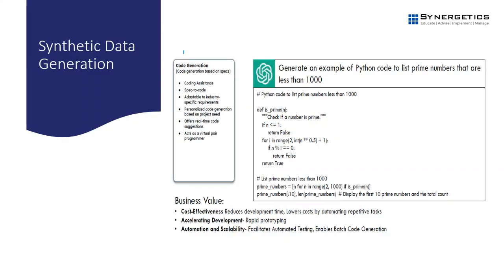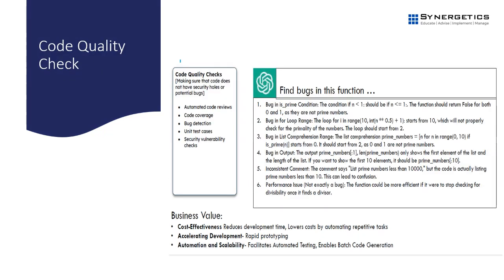Some of the examples, as you can see here, we are telling ChatGPT to create Python code to list the prime numbers that are less than 1000. So it's just writing the Python code and returns. Similarly, we can provide a function, copy the code and give it as an input, and tell the model to find the bugs in the given function.